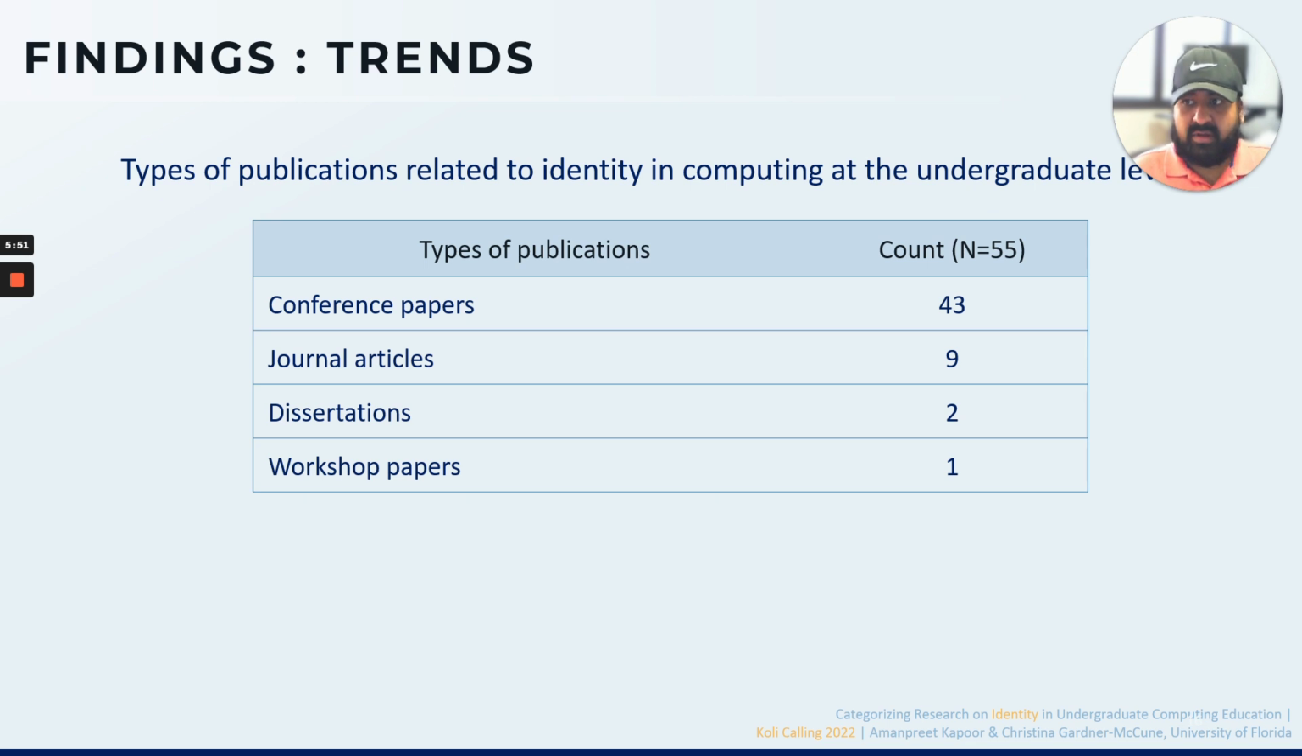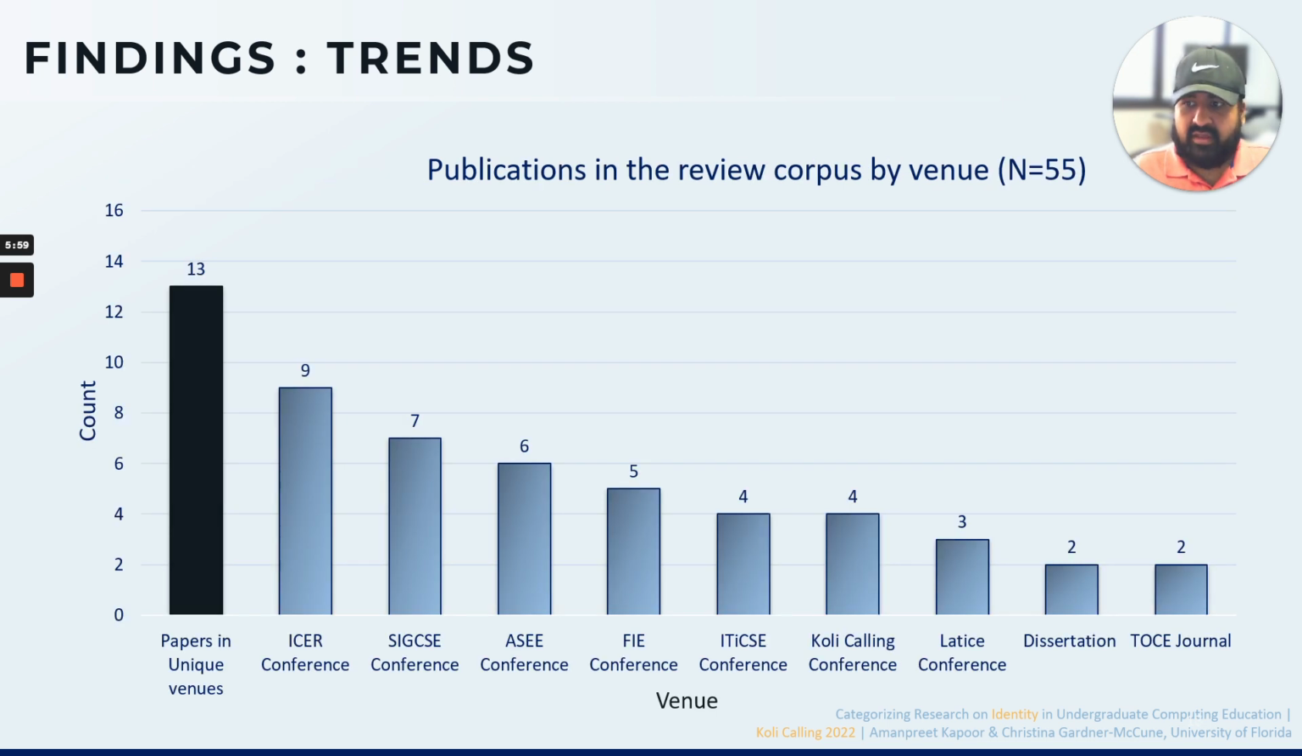Most papers were published in conferences, followed by journal papers. Then there were a couple of dissertations and one workshop paper. Most of these papers were published in unique venues, followed by the ICER conference where 9 papers were published, and then SIGCSE, ASEE, FIE, and other prominent venues where papers were published. Out of journals, the only journal that had more than one paper was the ACM TOCE journal.